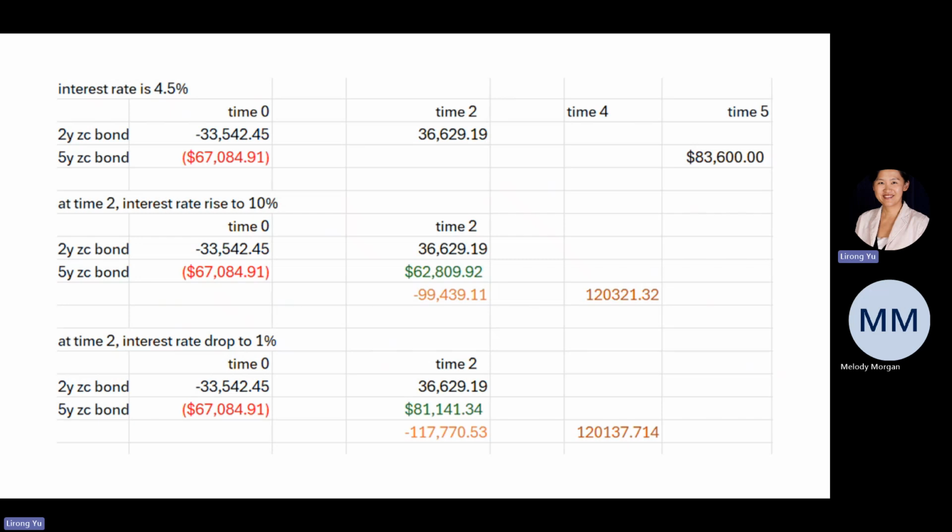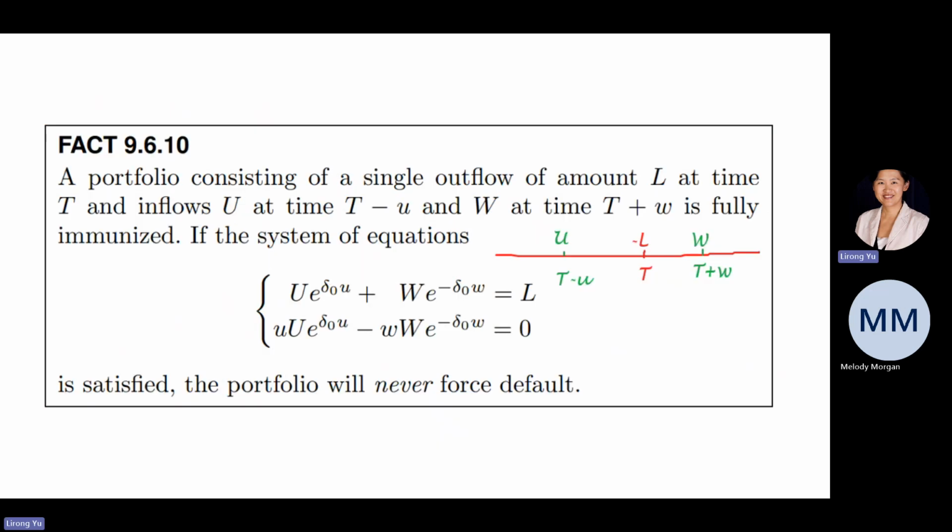Any question? So this just plays out what will happen if the interest rate went up and down by a lot. And it looks like we still have enough money to cover the liability at time 4 because we are fully immunized. So full immunization. Any question? That's another example of full immunization.